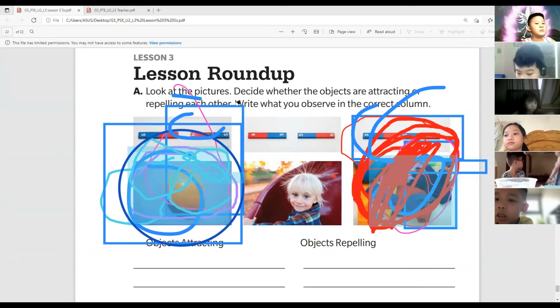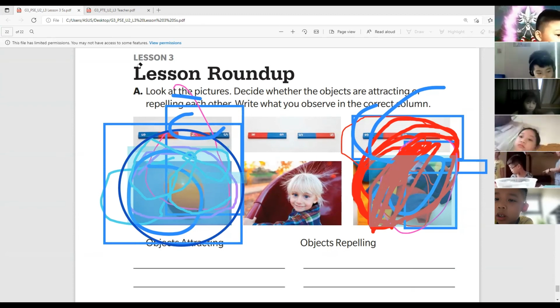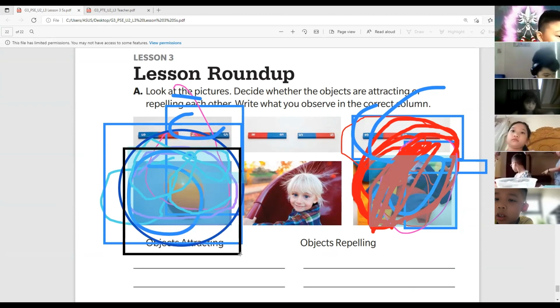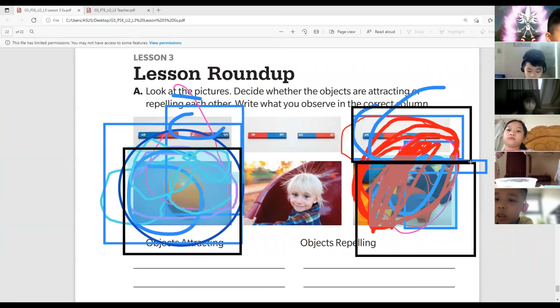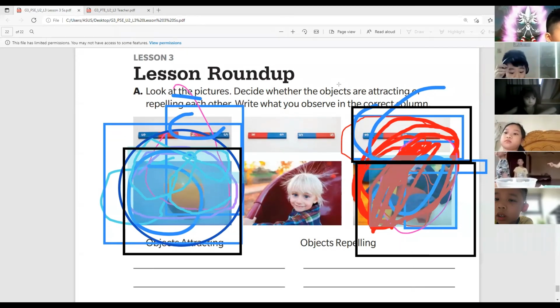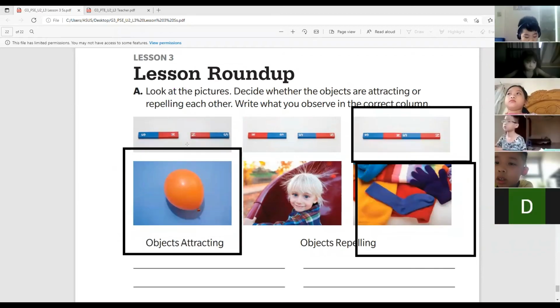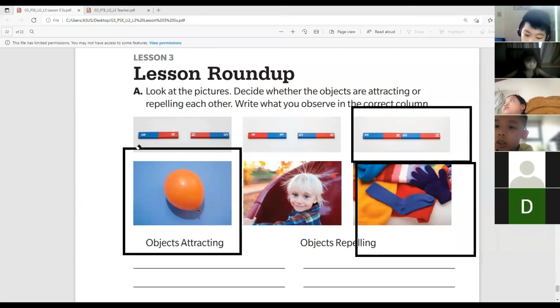Okay, let's see your answers. So you guys are choosing this picture, and this picture. Okay, I'm gonna clear your drawings. Okay, so now we have to type this. Let me erase this.